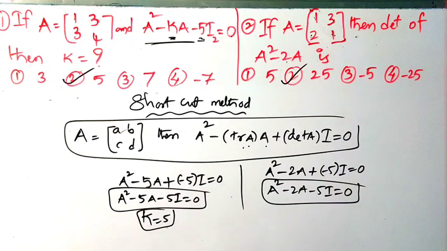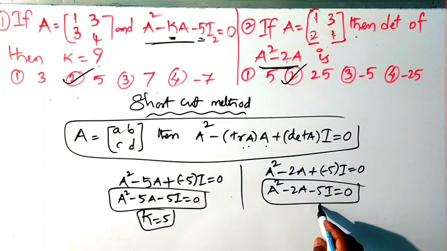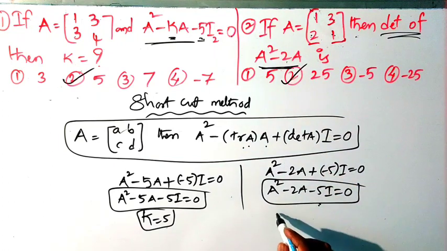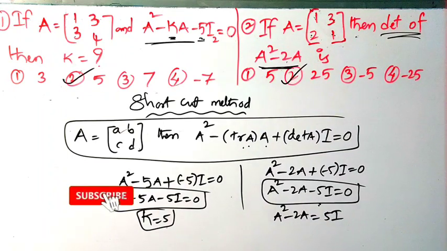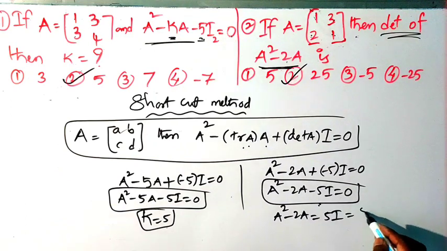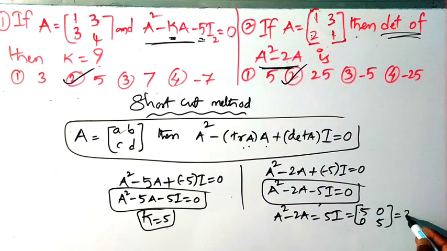So then after here, we need not find this value. We find the determinant of A square minus 2A. So now we write A square minus 2A value is nothing but 5I. A square minus 2A equals 5I. So we find the determinant of this one. 5I is nothing but 5, 0, 0, 5. So the determinant of this one is nothing but AD minus BC. 5 5 is 25. 25 minus 0 is nothing but 25.